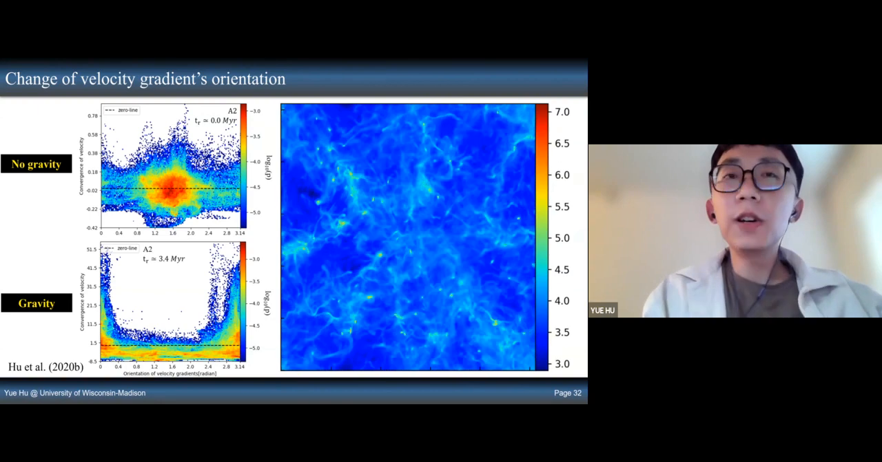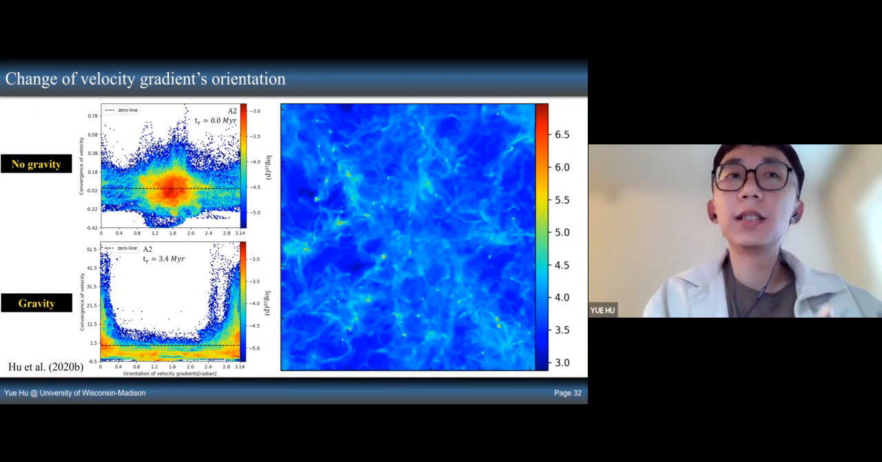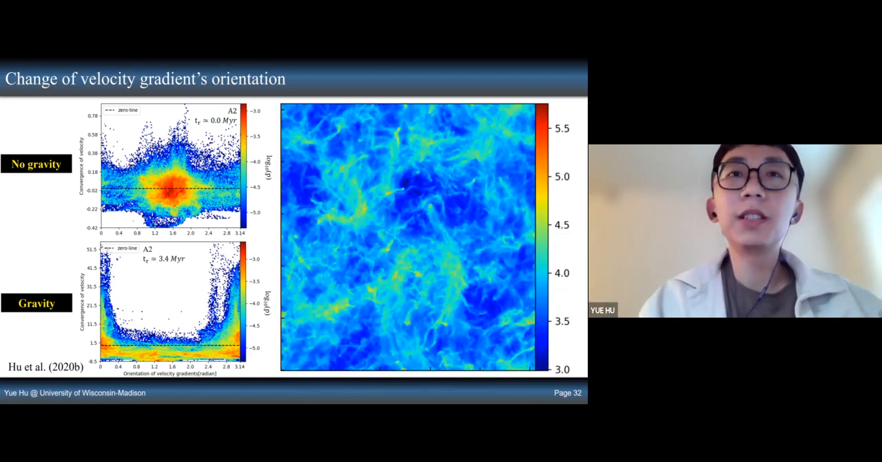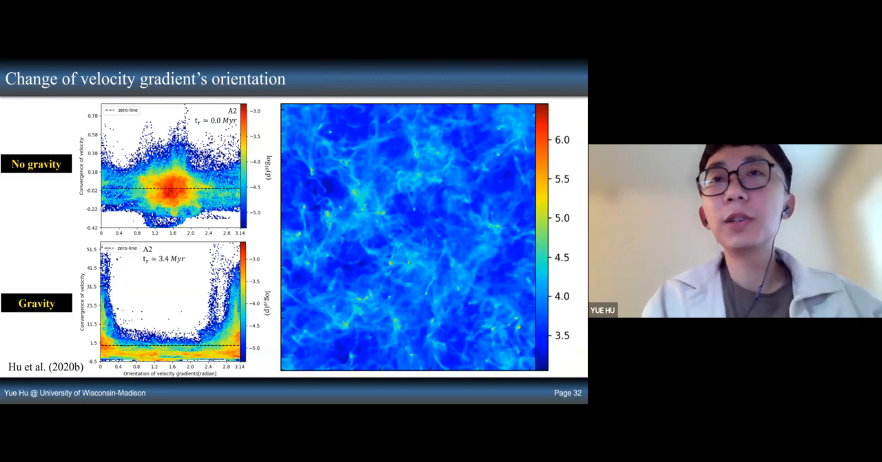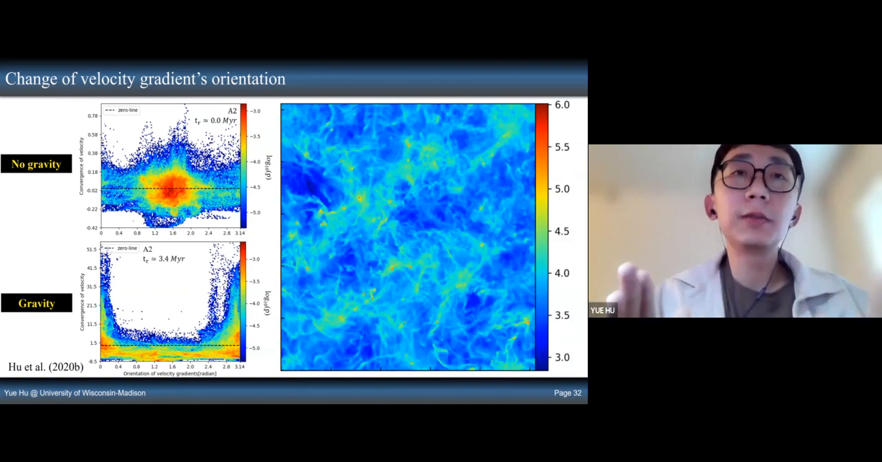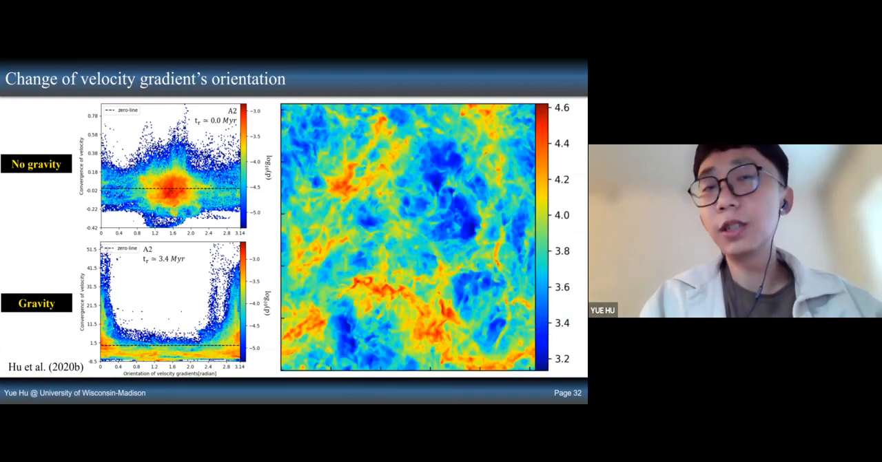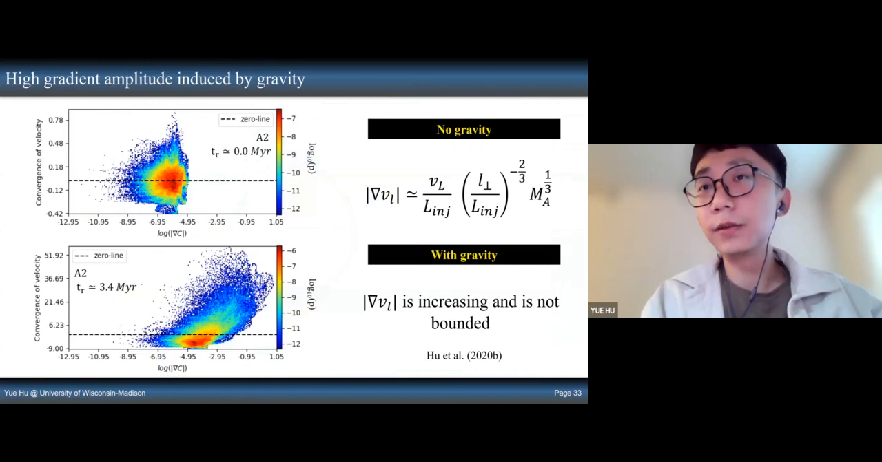Therefore, if we observe such a change in observation, that the velocity gradients change by 90 degrees from the ambient, we can see this region is gravitationally collapsing. So this is gravity's effect on the orientation. Also, gravity will affect the velocity gradient amplitude.